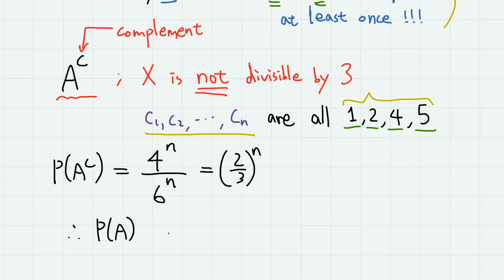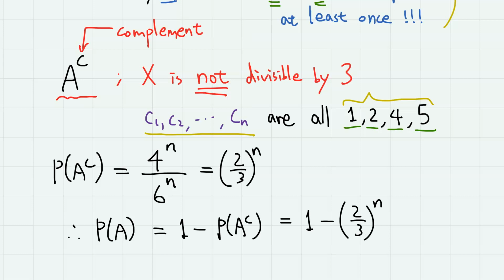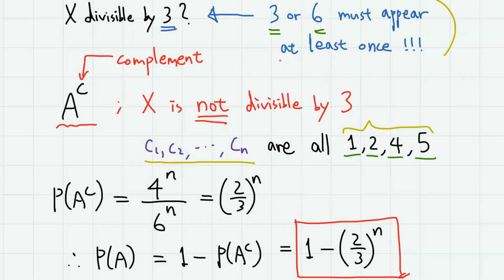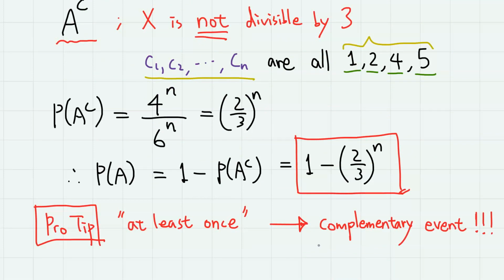Therefore, the probability of event A is given as simply 1 minus the probability of the complement, which is 1 minus 2/3 to the power of n. And this is our answer. So here you can obtain this pro tip. When you see the phrase at least once or something like that, you think of a complementary event. Alright, now let us move on to the next one.